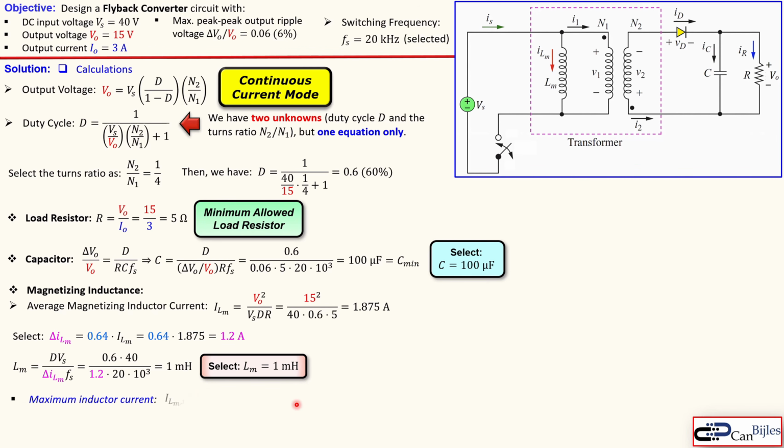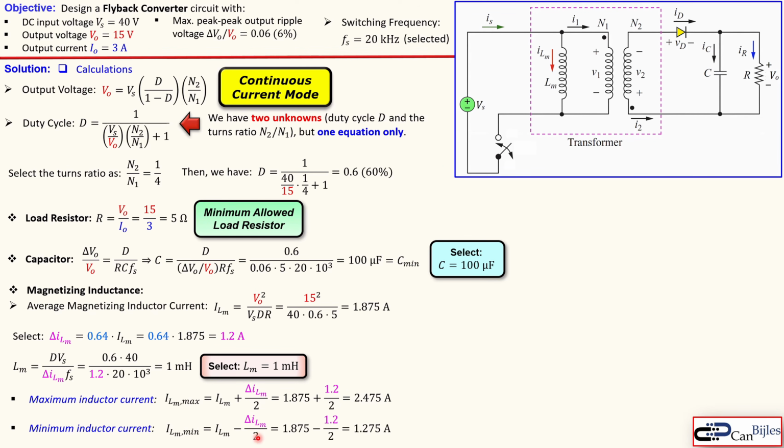The maximum inductor current I can have is calculated here. I've already discussed that, so it is the average plus the peak over 2, that is then 2.475. The other one will be the average minus the peak over 2, that is then 1.275 amps. This is larger than 0, so it is indeed again a confirmation that this is a continuous current mode.